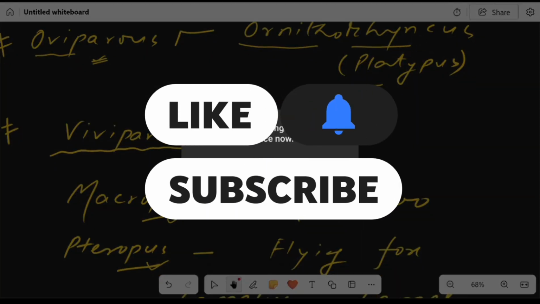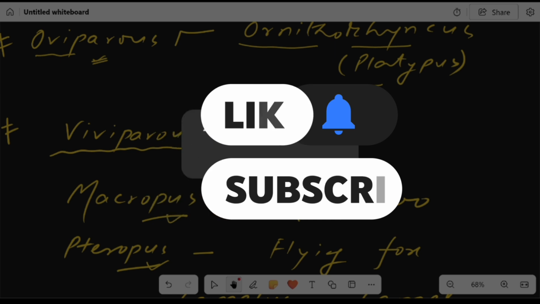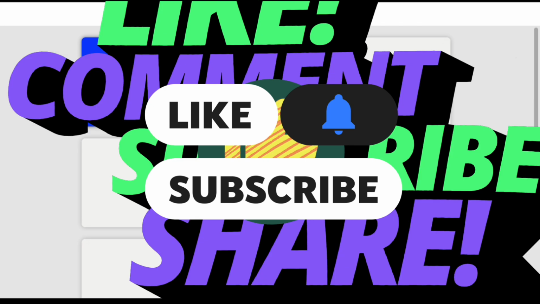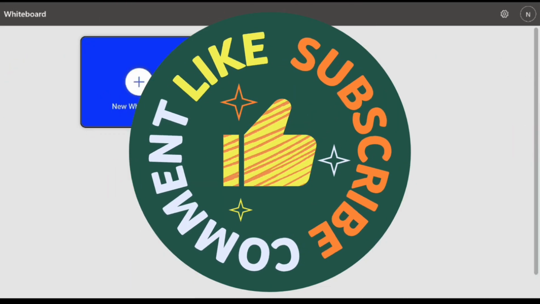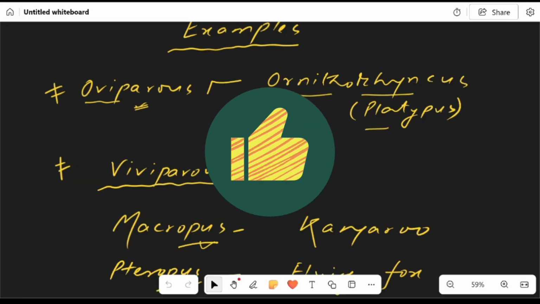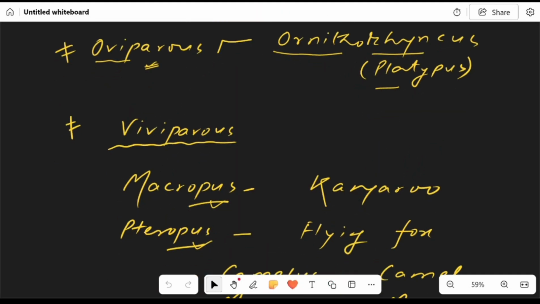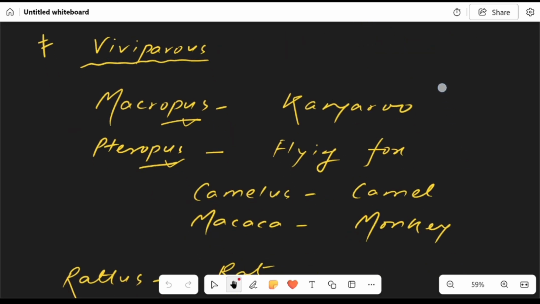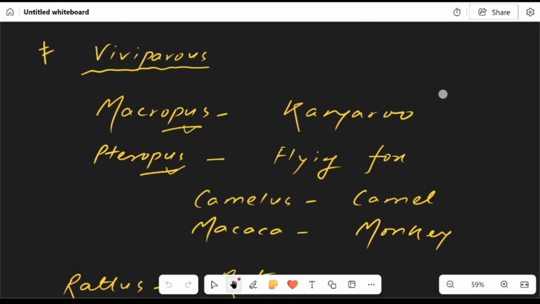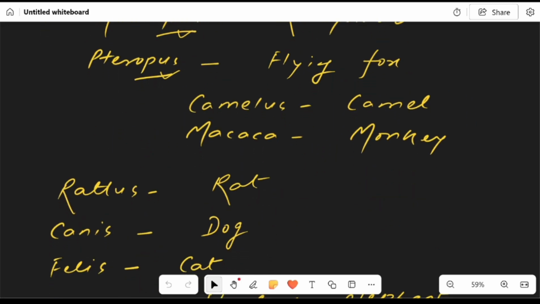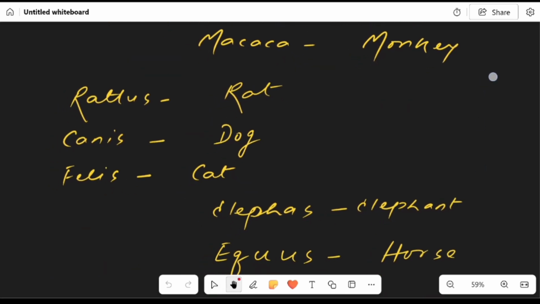Now let us dwell upon the examples of viviparous mammals: Macropus, kangaroo; Pteropus, flying fox. We have two pus here, Macropus and Pteropus. Then we have Camelus, camel; Macaca, monkey; Rattus, rat; Canis, dog; Felis, cat.